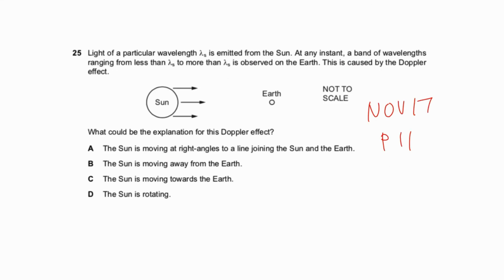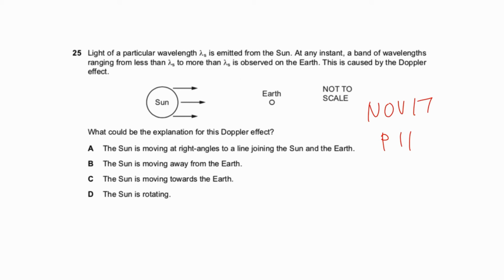So in this question, we have a particular wavelength emitted from the sun, but at any instant, the band of wavelengths that you observe ranges from less than this to more than this. So what could be the explanation for this Doppler effect? So remember, if it is more than this, means the frequency is lower than the source frequency. So if it is higher wavelength, it means it's a smaller frequency. So smaller frequency means the sun must be moving away from the earth. But when your wavelength is less than this, that means your wavelength is smaller, so the frequency will be higher than the source frequency. That means the sun must be moving towards the earth.